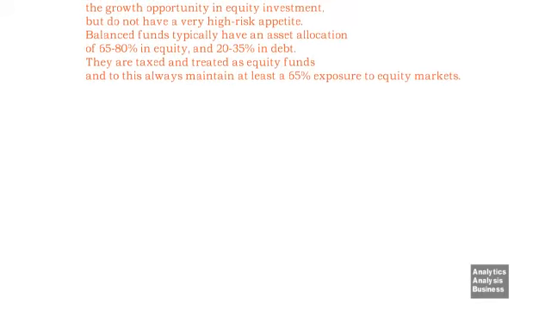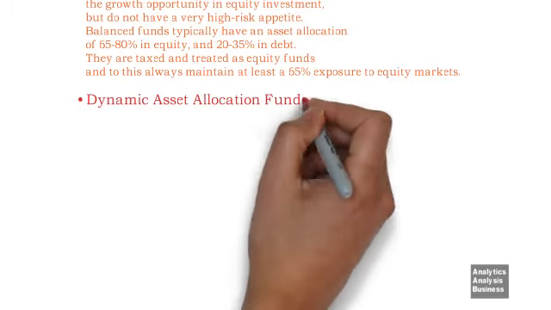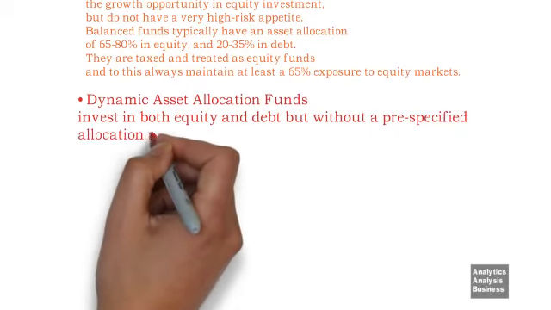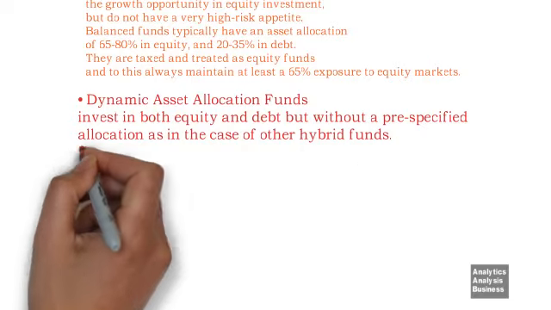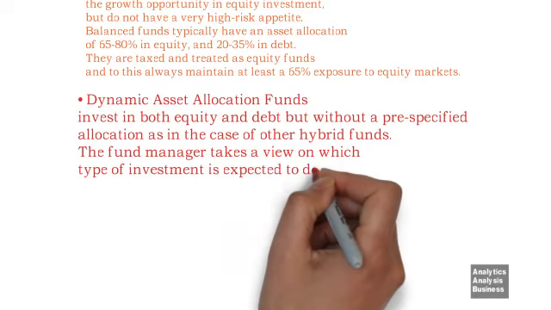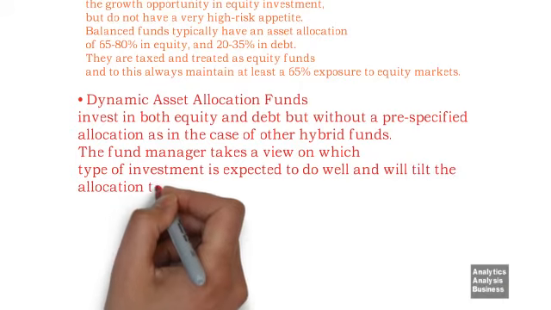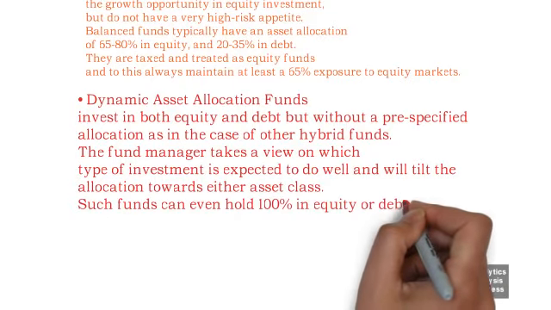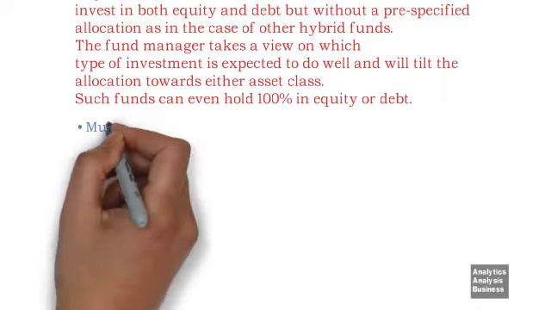Dynamic asset allocation funds invest in both equity and debt but without a pre-specified allocation as in the case of other hybrid funds. The fund manager takes a view on which type of investment is expected to do well and will tilt the allocation towards either asset class. Such funds can even hold 100% in equity or debt.